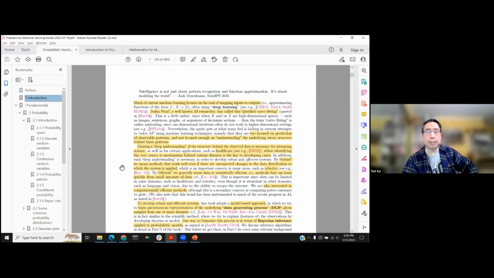But the notion is, if we're really focused on prediction of observable patterns, and not so much on understanding the underlying latent structure behind these patterns, then that's where the quote of glorified curve fitting fits. Okay. And so this is where, if you do something like a linear regression and you just have a point estimate of your best parameters, theta, you can do that. You can take a linear regression and just get the coefficients.